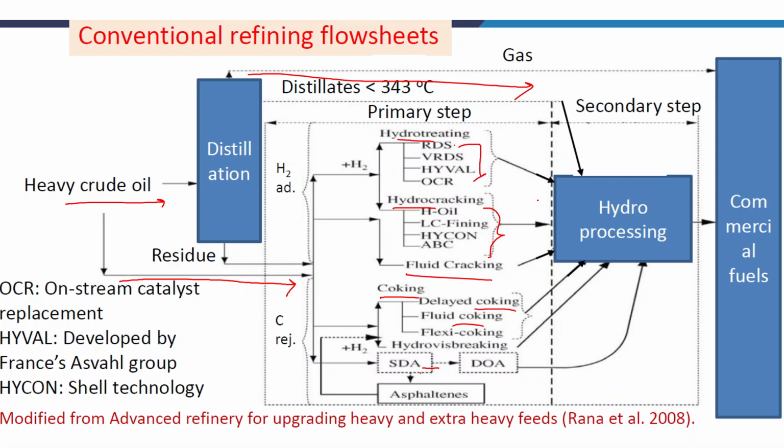And further, the products from these primary steps are sent to the secondary step, that is hydroprocessing, that is addition of hydrogen, to add value to the product. After the secondary step, the products given out are taken as commercial fuels.